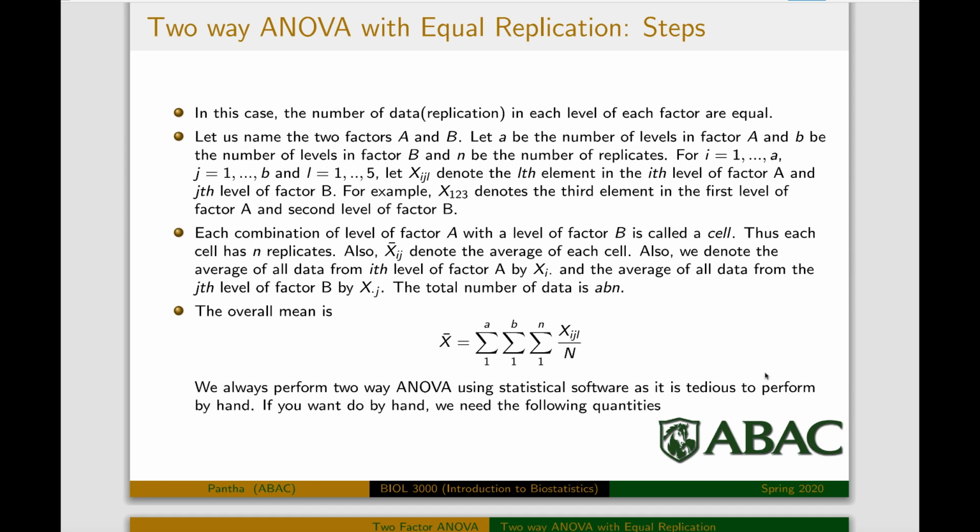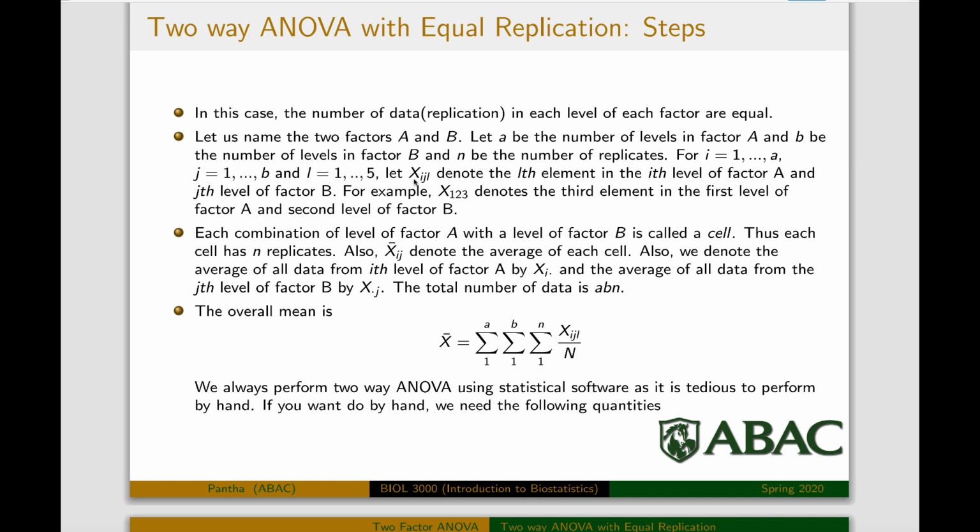Okay. So two-way ANOVA with equal replication, these are the steps. In each case, the number of data or the replication in each level of each factor are equal. Let us name the two factors A and B. Let a be the number of levels in factor A. So under factor A, there are a levels, and under factor B, there are b levels. Under the uppercase B, there are lowercase b many levels, b many groups or samples, you would say. And let n be the number of replicates in each of those levels.